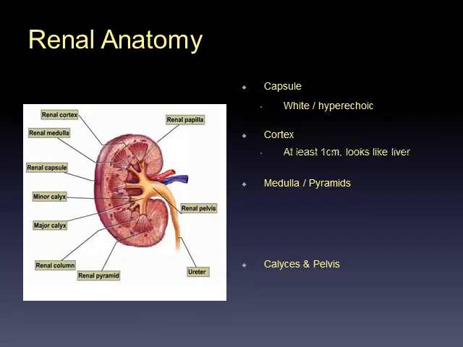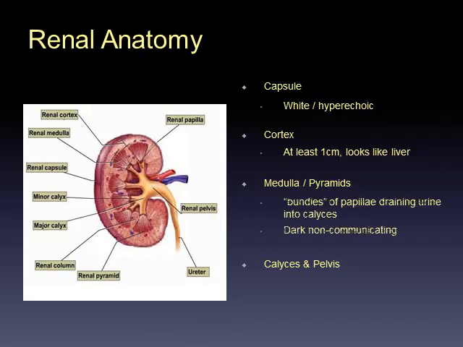Now, in the healthy patient, this is at least 1 centimeter thick and should have a similar, slightly darker echogenicity to the liver. If it is very much brighter than the liver, this may indicate some underlying pathology. Beneath the cortex lie the medulla and the pyramids being these triangular or pyramidal shaped structures.